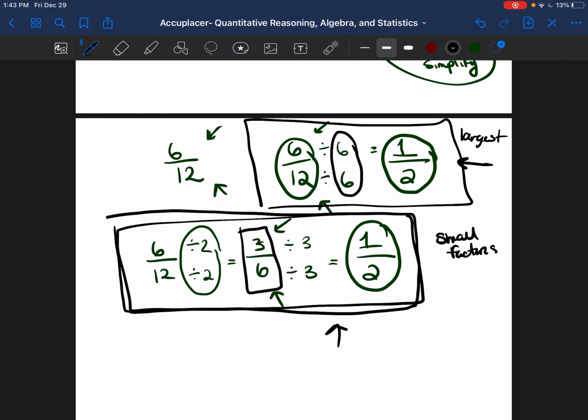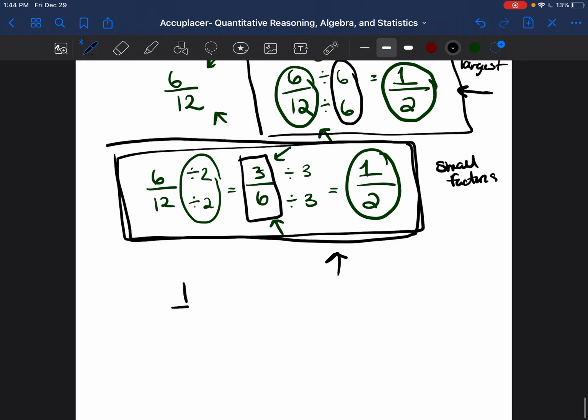If the answer is yes, divide again. So in your brain, if I use a larger number or the largest number to simplify, then you're finished. If I start with smaller factors, then just keep going a few times. The test always will be, in both situations, whether you can divide a number into the top and the bottom that's greater than 1.